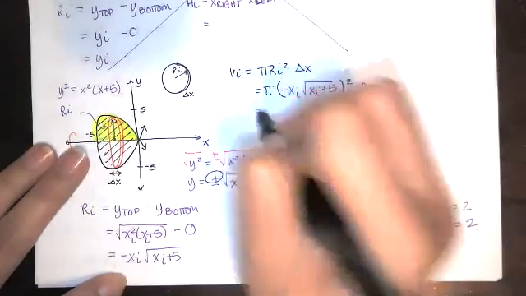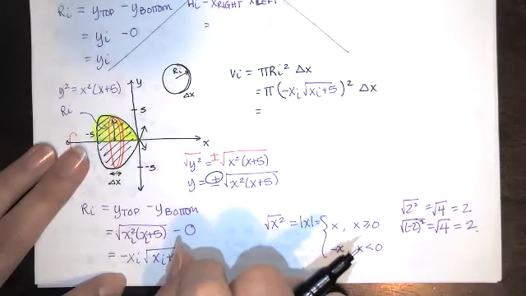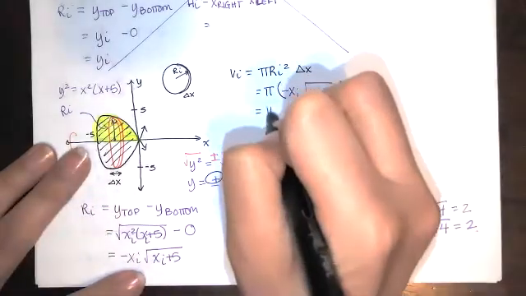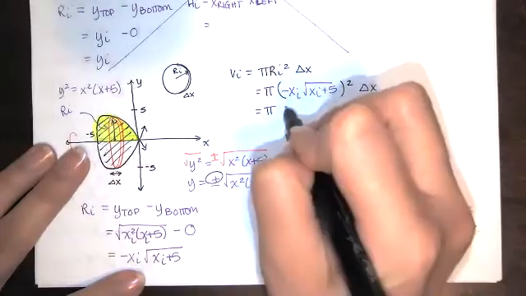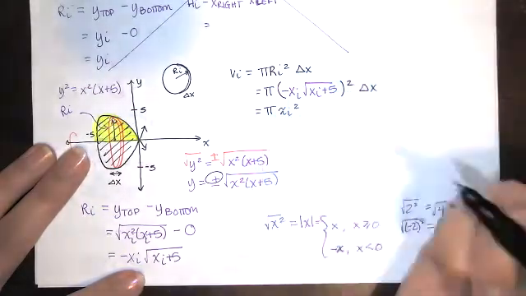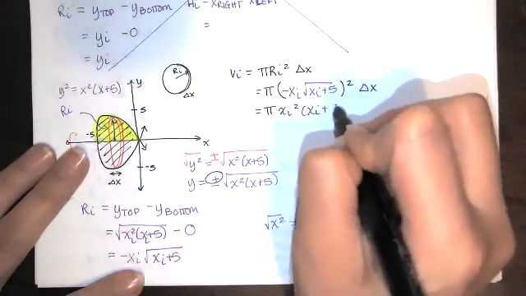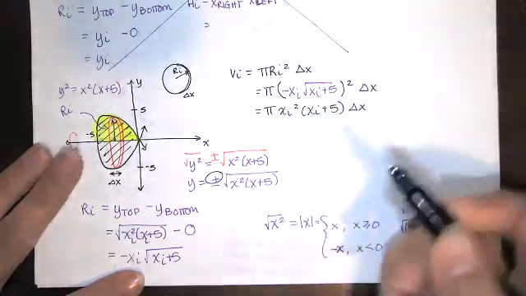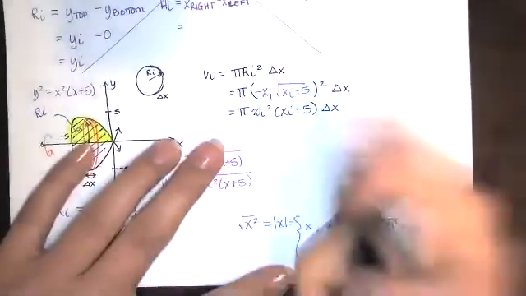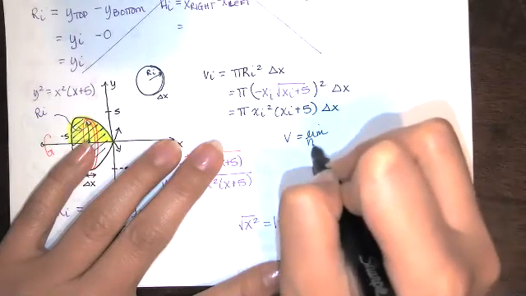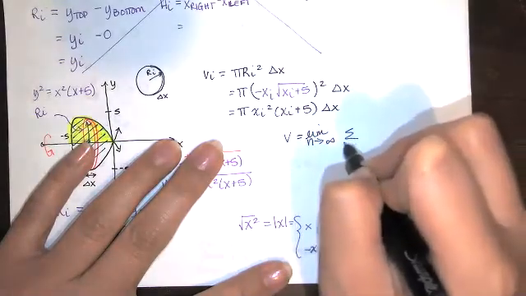Okay, so the volume of the ith disk is pi times the radius squared times delta x. You've got a product squared, so you can square the first factor, -x times -x. It's positive x squared, and that square root squared is just going to give you that x plus 5. And then we will add these up, and we'll take the limit as the number of slices goes to infinity.